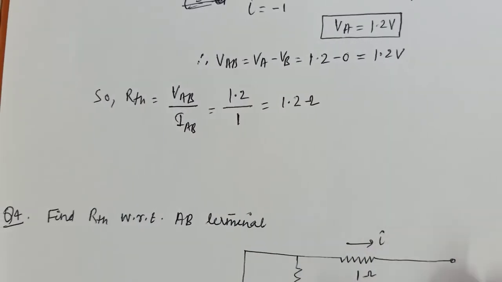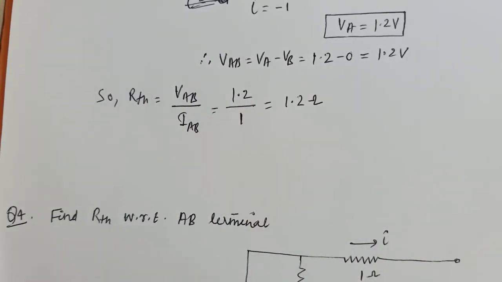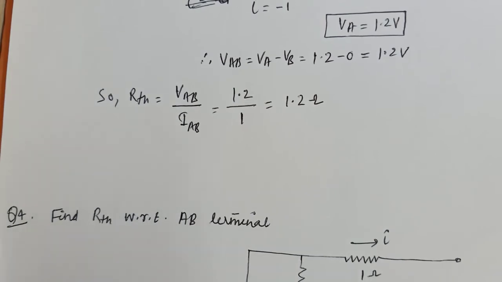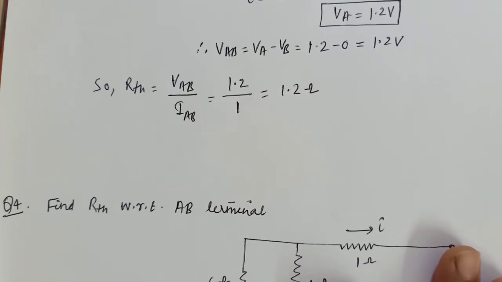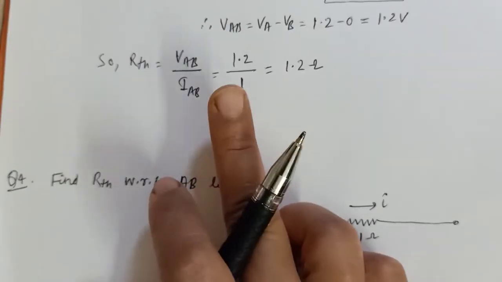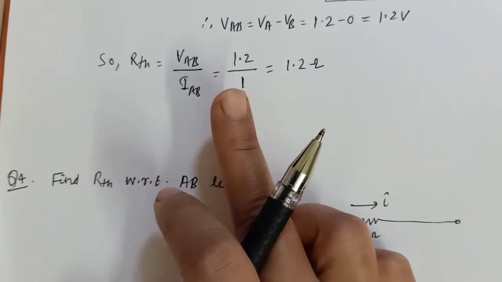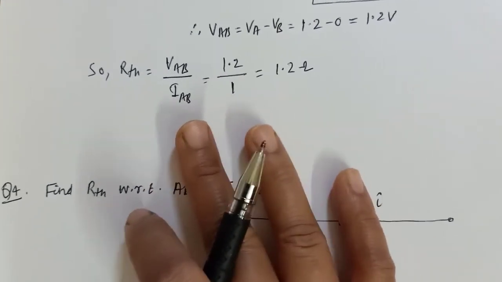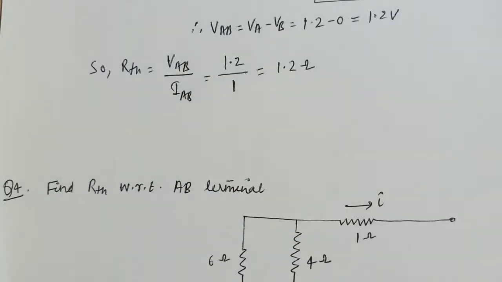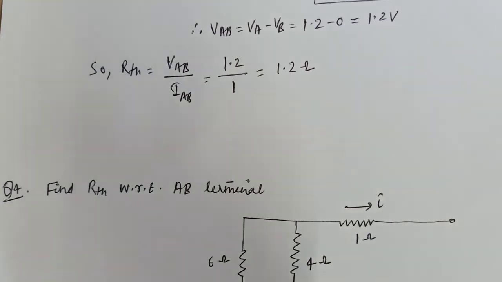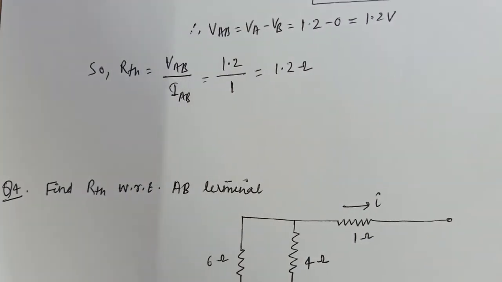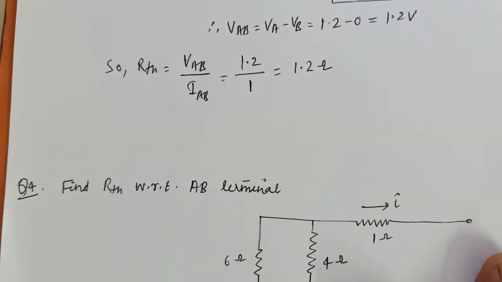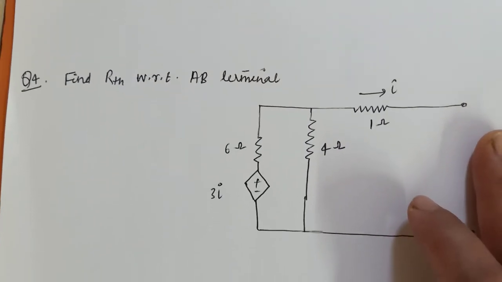Since in this question only dependent sources were there, no independent sources were present, so VThevenin was 0, and for calculation of the RThevenin, this method I have applied. Whatever magnitude and direction of the source you have assumed, you can assume according to yourself, and according to that the plus or minus sign will be there. So let's move towards another question.